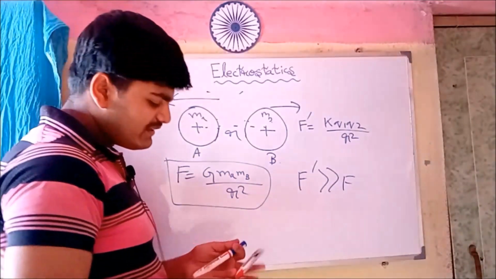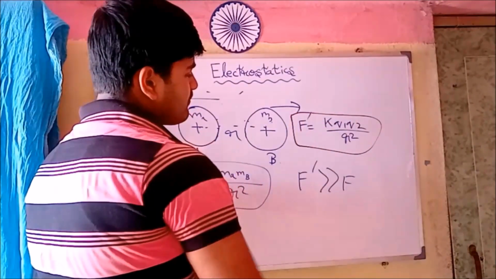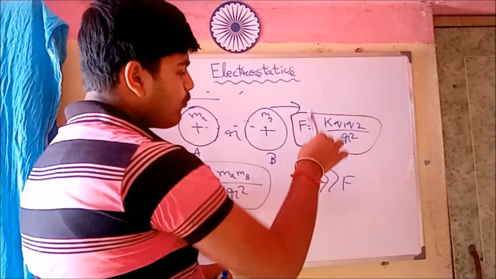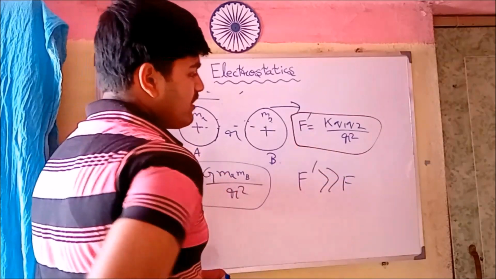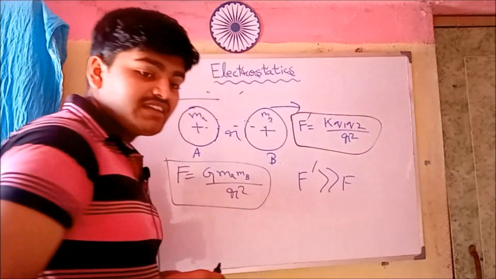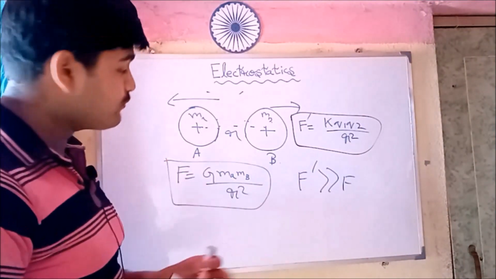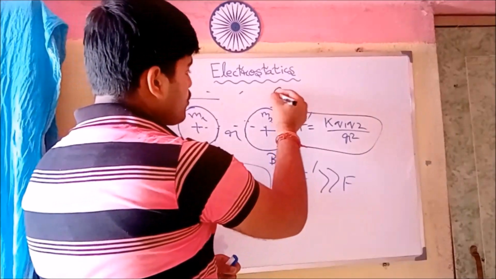So what is this force termed as? From where does this force come? How do we derive this formula? Everything is given by one scientist, and the law related to him is termed as Coulomb's law.